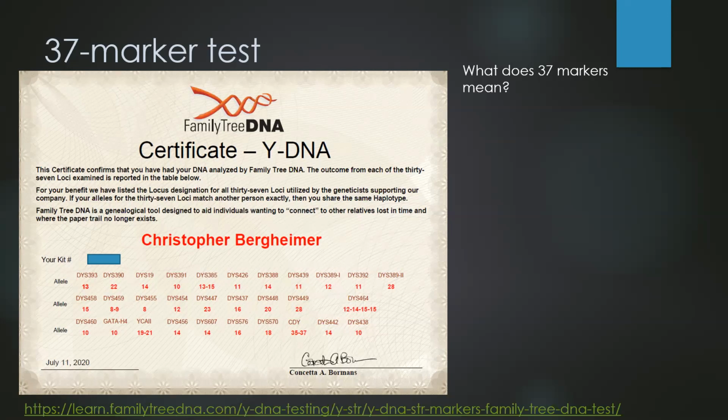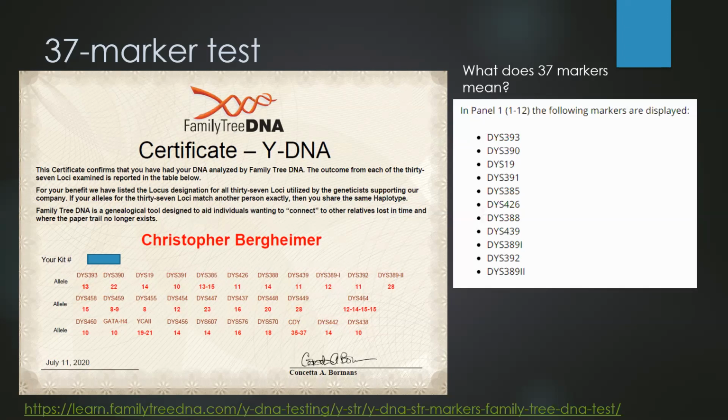So what happens in your Y testing when it's read from end to end in the same direction every time, and one of the DYS 385 locations has 13 repeats, and there happens to be another DYS 385 that has 15 repeats. And there are locations where there are multiple of those that are checked. So what does 37 markers mean? So I told you my husband took the 37 marker test.